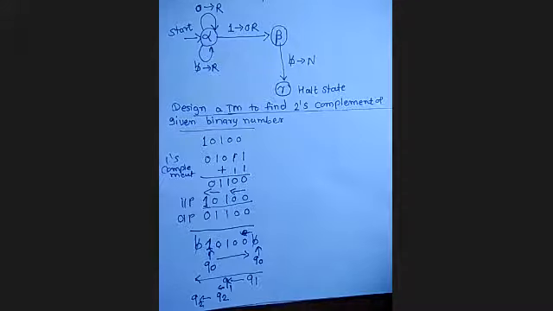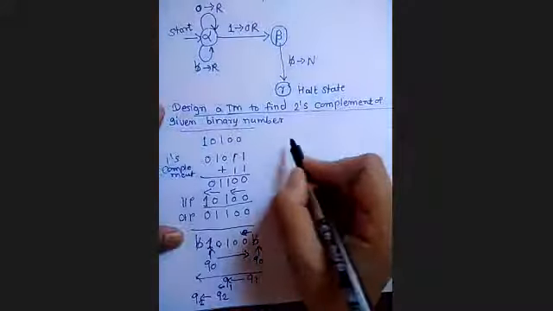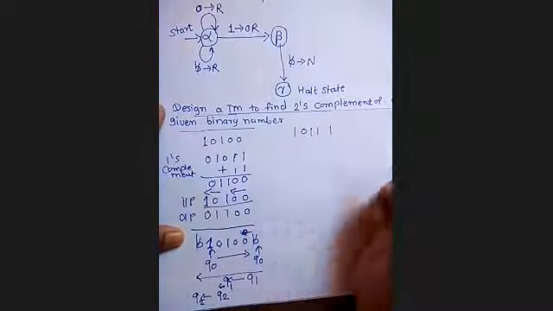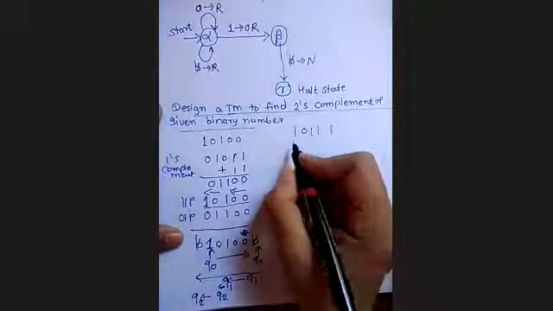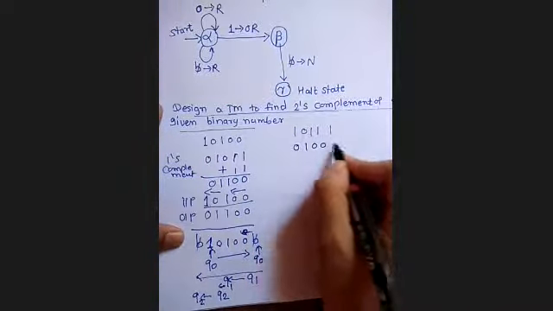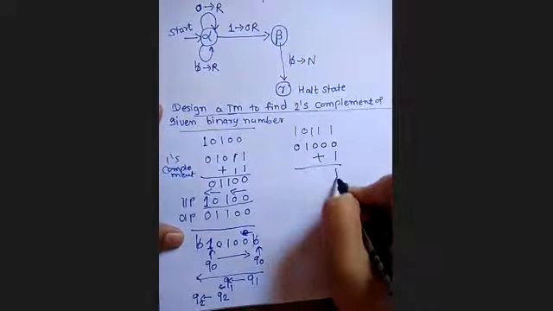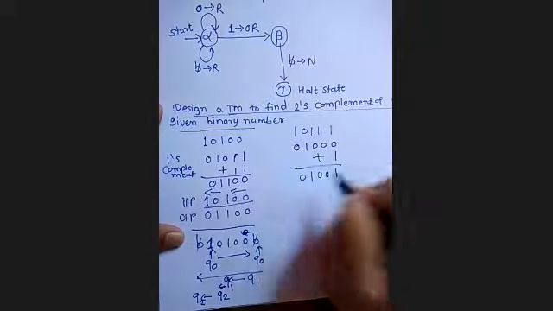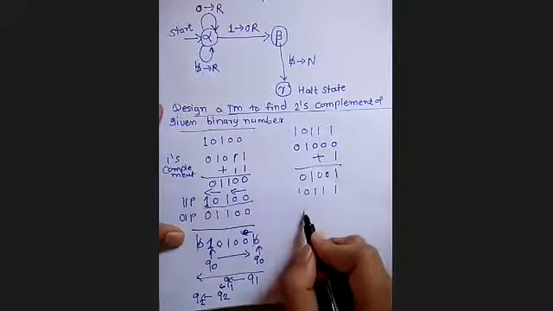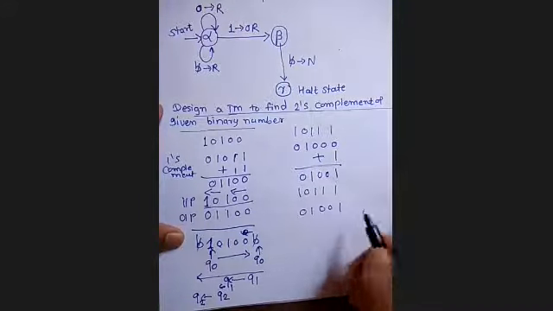Okay, so we'll take one more example. If I take here 1 0 1 1 1. So what is our logic here? We know what the 2's complement is. Let us consider 0 1 0 0 0 plus 1. Now in this case, what happens? In this case, my input is 1 0 1 1 1, output is 0 1 0 0 1.